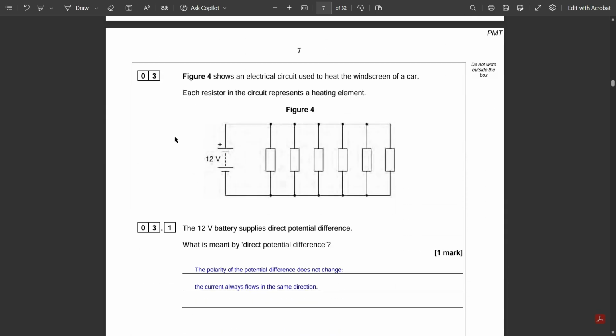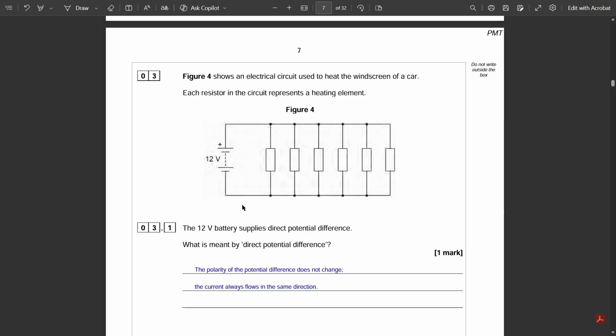Okay. Then for question 3, figure 4 shows an electrical circuit used to heat the windscreen of a car. Each resistor in the circuit represents a heating element. The 12-volt battery supplies direct potential difference. What is meant by direct potential difference? The polarity of the potential difference does not change, and the current always flows in the same direction.